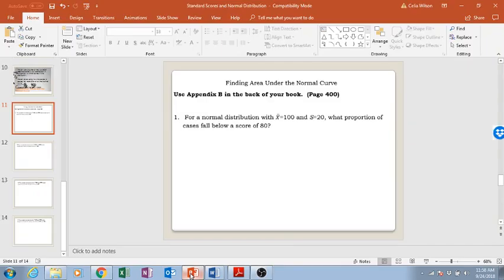Okay, let's continue with our discussion of the normal curve. And I was asking you in between presentations to grab your textbook, look in Appendix B, it's on page 400, and you'll see a table called Areas Beneath the Normal Curve. I think the table itself is called Areas Beneath the Normal Curve.